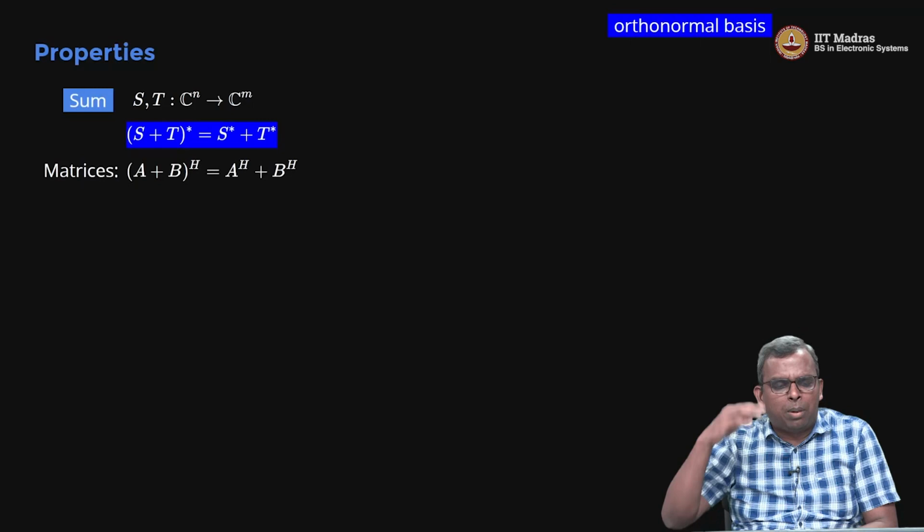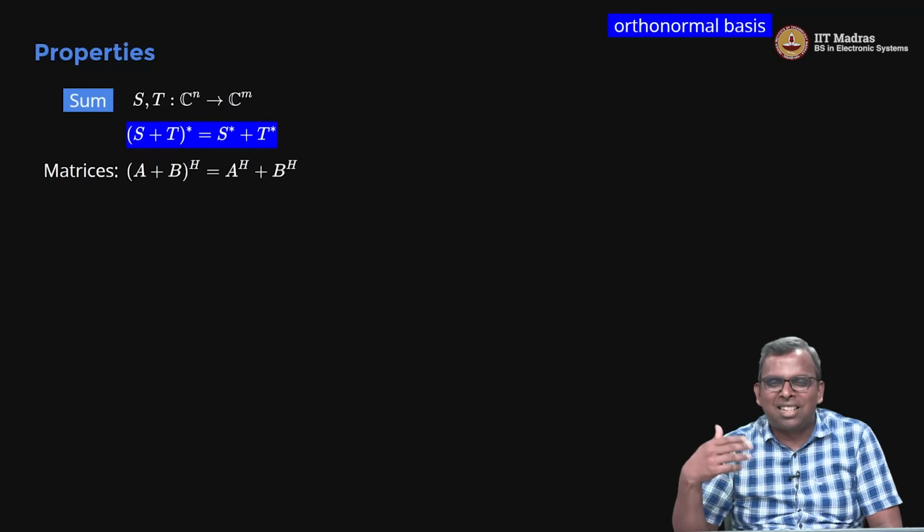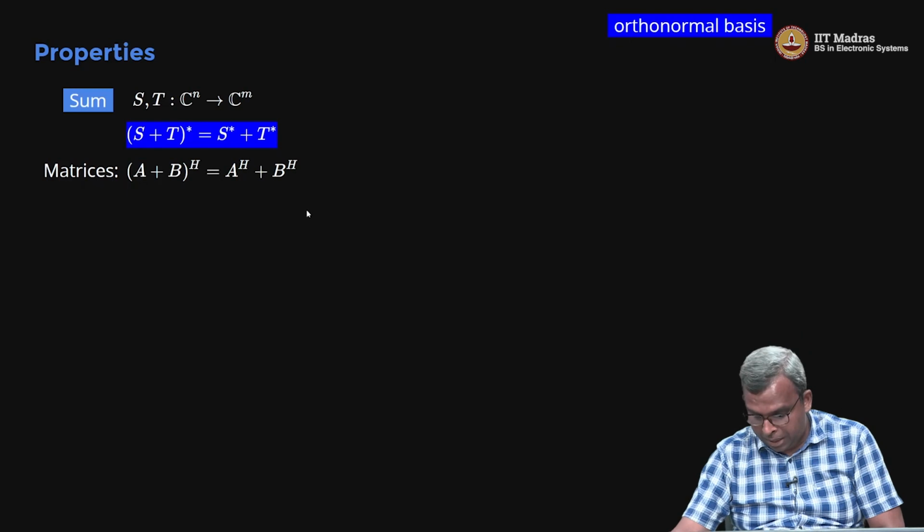Okay. So, a whole bunch of properties. I already used some of these properties in the previous one when I looked at Hermitian and all that. I'll just list them down properly in a sequence. The first is sum. Okay. If you have two operators, you add them and then take the adjoint, it is the same as adding the adjoints. In the matrix world it is quite easy to see. A plus B Hermitian is A Hermitian plus B Hermitian.